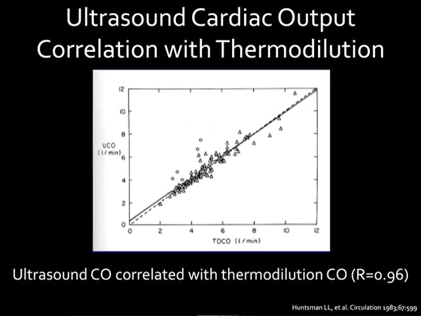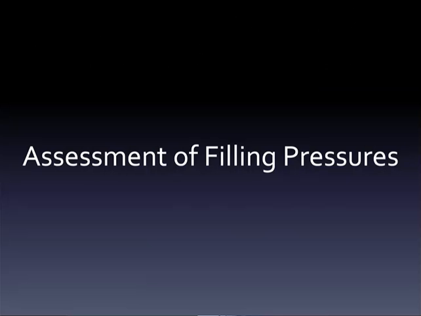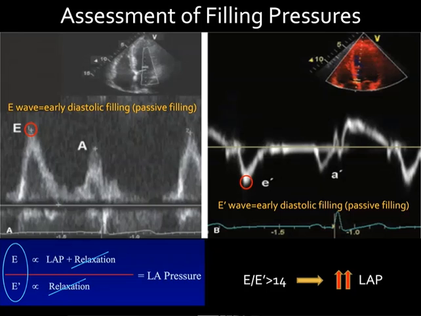So using similar principles, we can look at filling pressures. If you put a pulse wave, so you're just looking at the flow at the mitral valve tips, and you look at diastolic flow, so when the LV is being filled by whatever's in the left atrium, when the mitral valve opens, that first velocity is your E velocity.